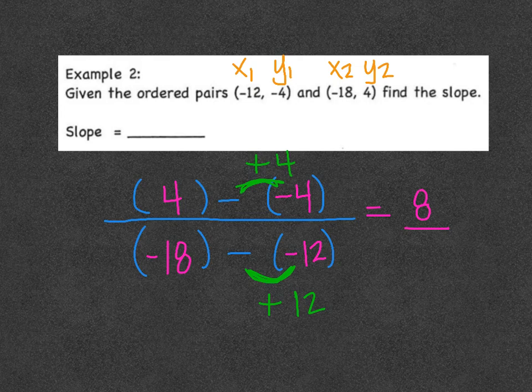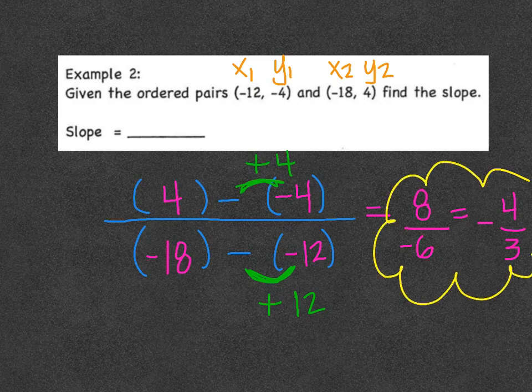When you have one negative and one positive, really what you do is subtract. So 18 minus 12 is 6. 18 is larger, so that's negative. You could keep this at 8 over negative 6, or you can reduce it, and it should become negative 4/3, which would also be a proper answer. Either one of these mean the same thing. Negative 8/6 or negative 4/3 would be your simplified version.